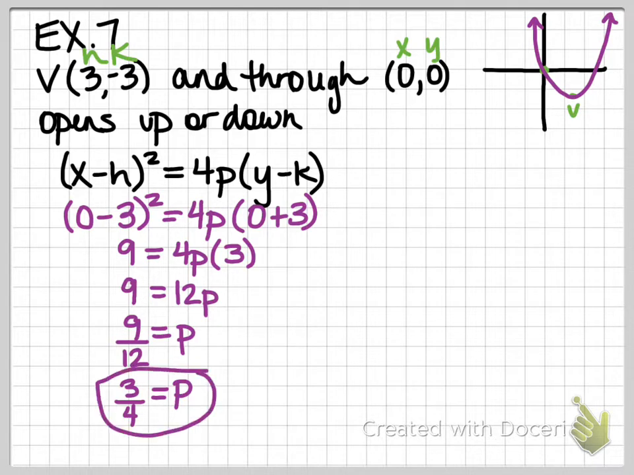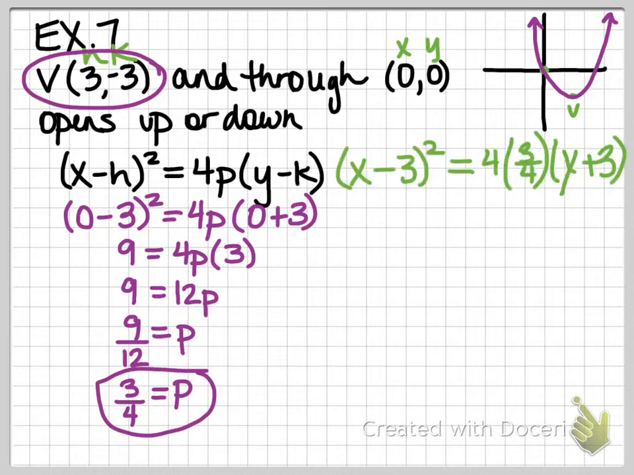So now that I have my p and my vertex, I can plug into the x squared equation. So that's going to be x minus 3 all squared equals 4 times 3 over 4 times y plus 3. So when I multiply 4 times 3 over 4, that's going to give me x minus 3 all squared equals 3 times y plus 3.